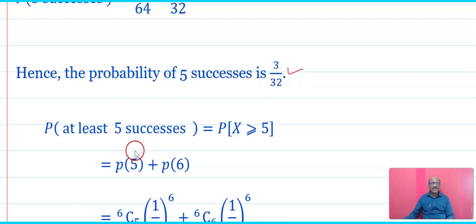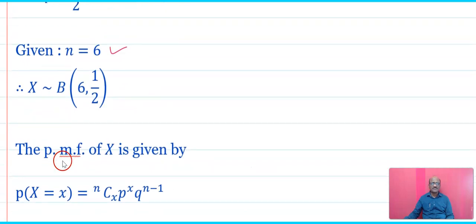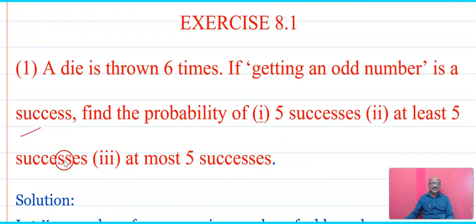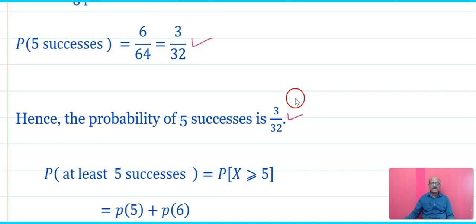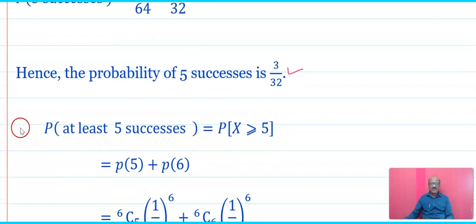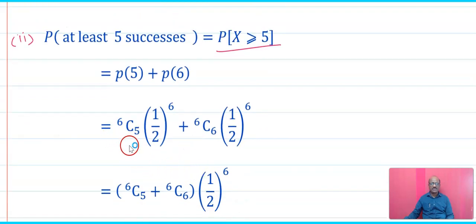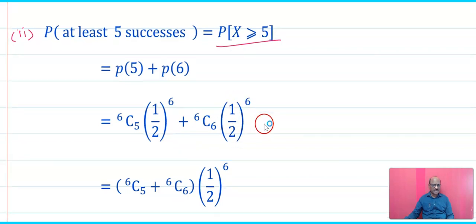Next is at least for the second one. What is second? At least 5. Therefore here, at least means कमीत कमी, जे 5 success त्याच्यापेक्षा जास्त असले तरी चालतील. Therefore here I had written P of capital X greater than or equal to 5. It means that P of 5 plus P of 6, 6C5 1 upon 2 raised to 6 plus 6C6 1 upon 2 raised to 6.